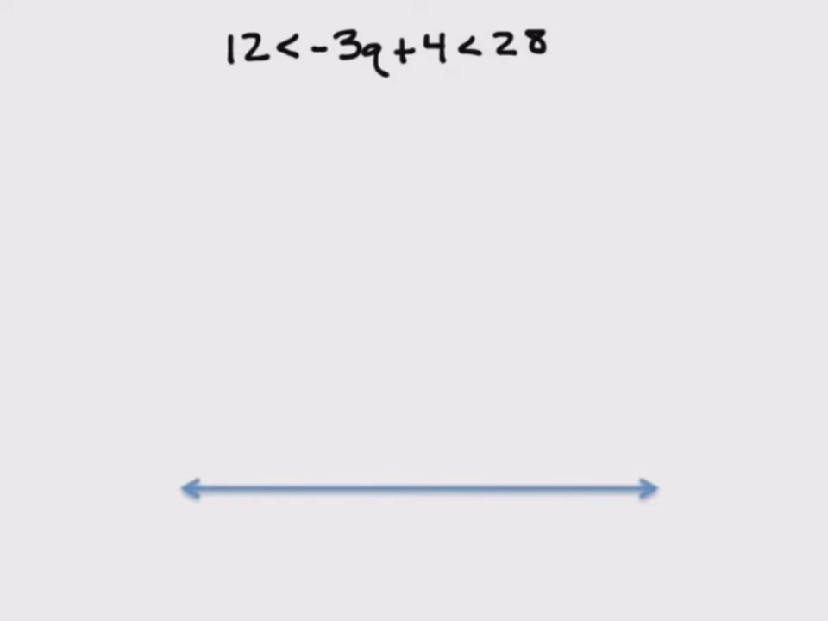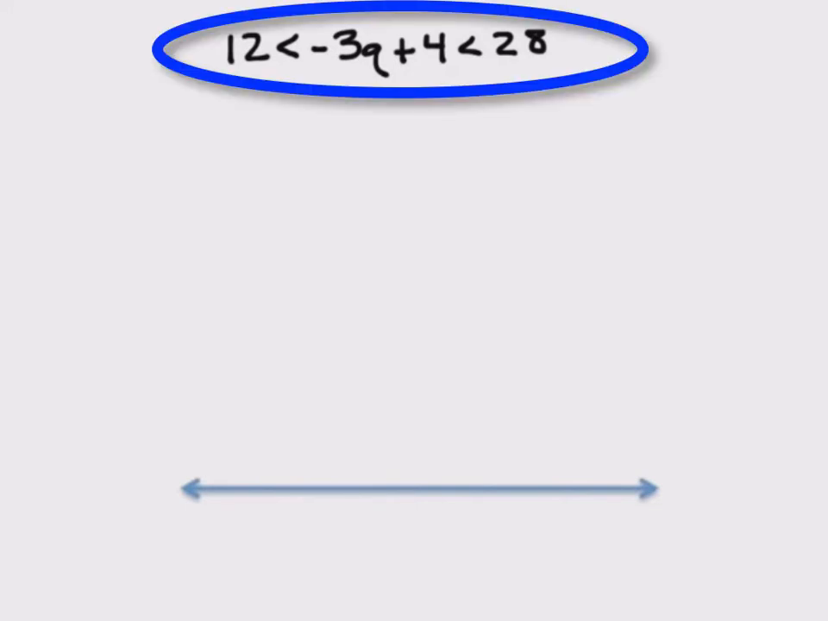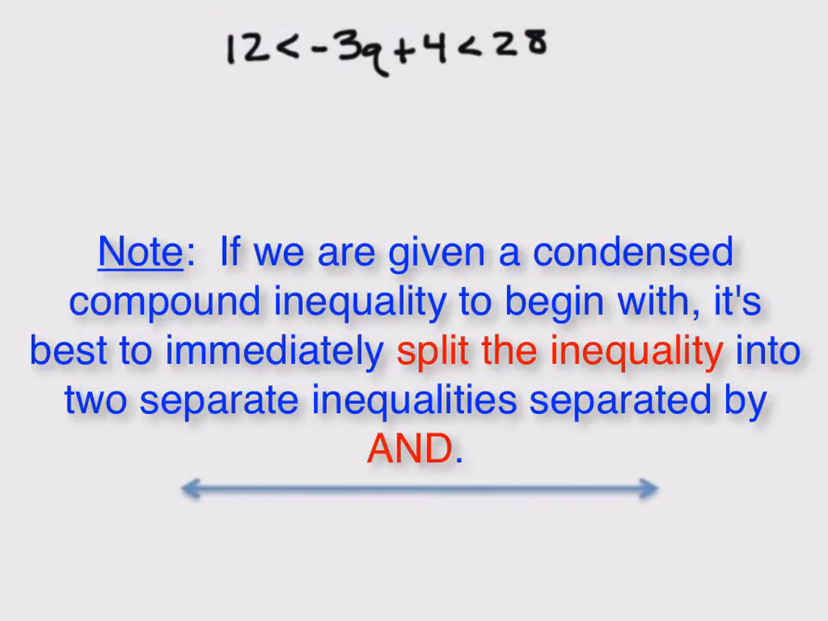Here's a slightly different looking problem, and in this case, we are given a condensed inequality to begin with. And in this case, we need to recognize that this is an AND statement in disguise. And whenever we are presented with this kind of condensed inequality, the best course of action is to split the inequality into two separate statements separated by AND.